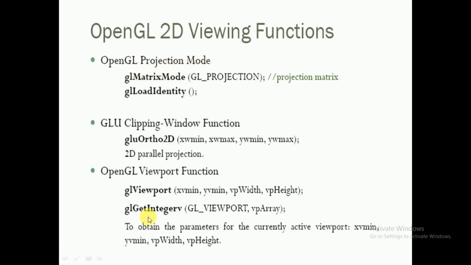In OpenGL, for viewing, these are the functions we have. Whenever you want to view, you have to call glMatrixMode. Then, which type of projection? As I told, there are 2 different projections. We will discuss that in the 4th module. There are orthographic projection and perspective projection.